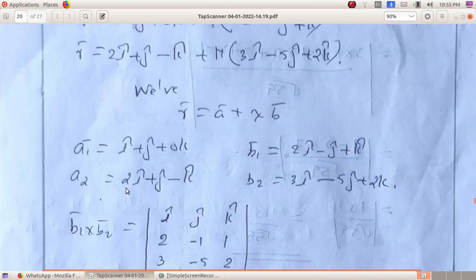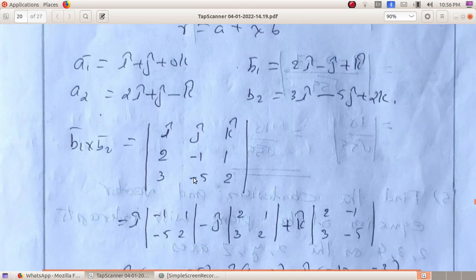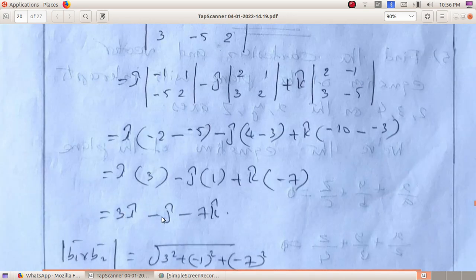Okay. a1, a2, b1. Then b1 cross b2 is what? Determinant by the formula i, j, k. b1 cross b2: 2, minus 1, 1, 3, minus 5, 2. This one is b1 cross b2. Then i into minus 1, 1, minus 5, 2. Minus j into 2, 1, 3, 2. Plus k into 2, minus 1, 3, minus 5. Then i into minus 1 into 2 minus 1 into minus 5, minus j into 2 into 2 minus 3, plus k into 2 into minus 5 minus 1 into 3. And finally you will get 3i minus j minus 7k.